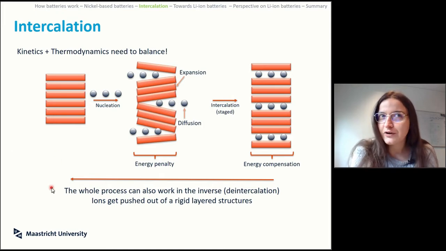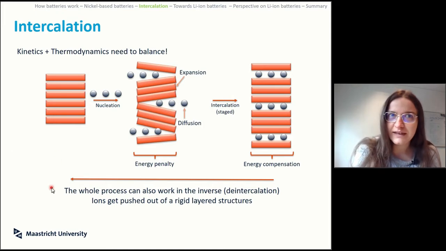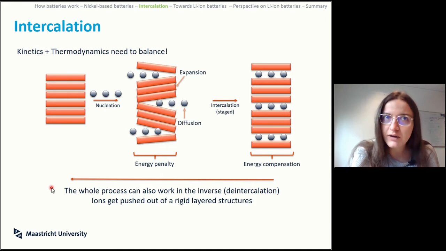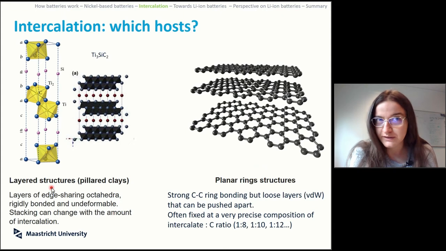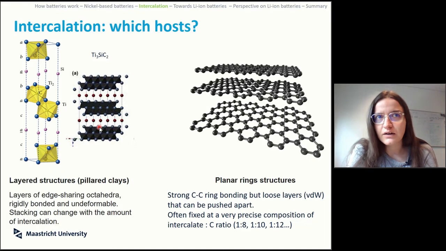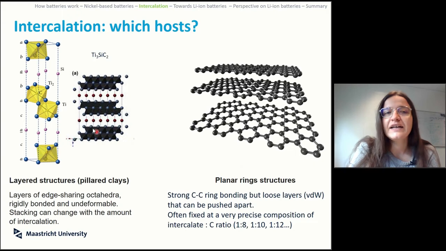Now that we know that it can go two ways, but nickel oxide hydroxide does it a bit weirdly, is it the only one that can actually do intercalation? The answer is clearly not. You have a lot of compounds that we call pillared clays. They're also called dichalcogenides. They have all these particular solid structure names, but the idea is always the same.